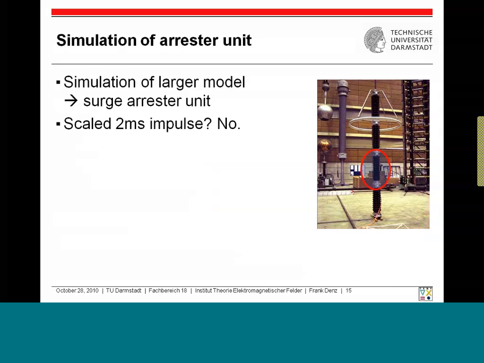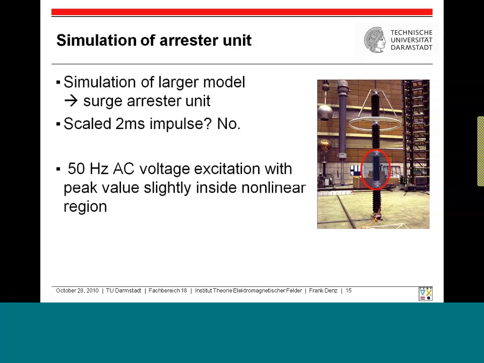But that's not the end. We want to use the values to simulate larger problems, complete surge arresters, or at least an arrester unit. In this case, there's no sense in using a 2 millisecond signal for such a structure, so we need either shorter impulses for lightning, or we need a harmonic signal. In this case, we use the harmonic signal, 50 Hz AC voltage, but then you cannot reach such high electric field strength. During most of the time in a cycle, we are staying in a range where we have to use parameters which are not actually determined by our approach.